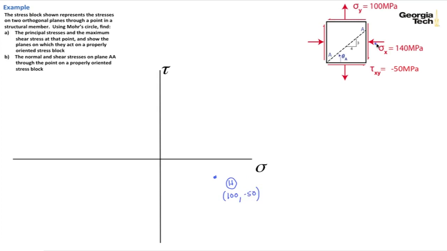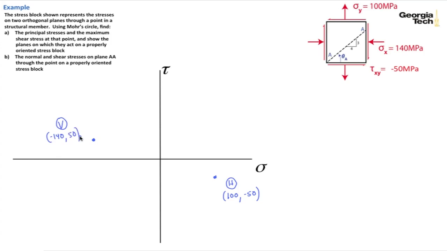Now we'll do the same thing for the vertical faces. For the vertical faces, we have compressive normal stress, so that's negative, minus 140, and this is a clockwise rotation on the vertical faces, so that's going to be positive shear stress. And so we're going to go back minus 140 and a positive 50 shear stress. And so this is the vertical face, and we have minus 140 and 50.